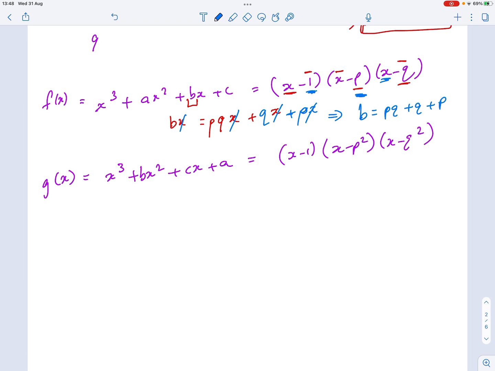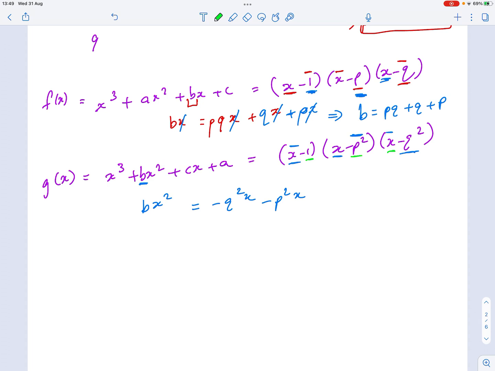Okay, that's not in terms of c, as you can see, but let's carry on, find what this b is going to be equal to in this case, in the g of x. So again, bx squared, just expand to get x squares. So x times the constant, so that will give you minus q squared x times the constant times this x. Maybe I should use different color or highlight here. x times constant times x, so that's minus p squared x. Then one more, this x times constant, this constant times this constant.